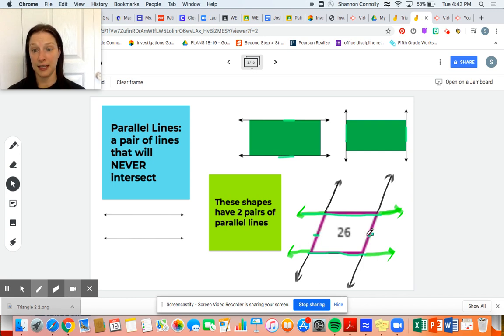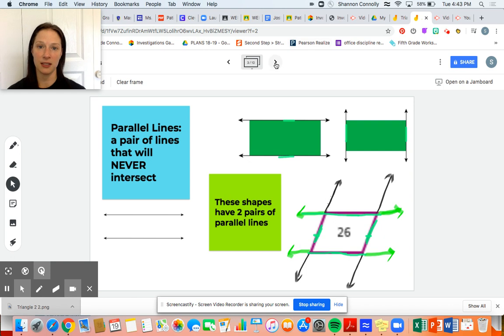Here and here are parallel to each other. So that's one pair of parallel lines. And then we have the top and the bottom parallel to each other, and they go on forever and will never meet. I should have drawn that going that way. Okay, so these are shapes that have two pairs of parallel lines.